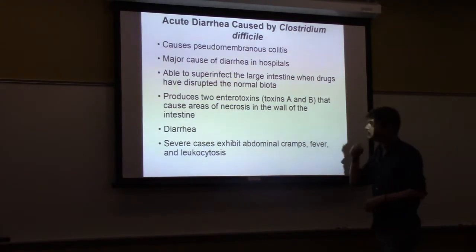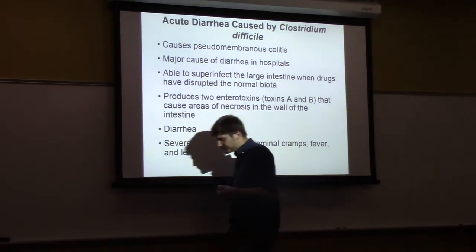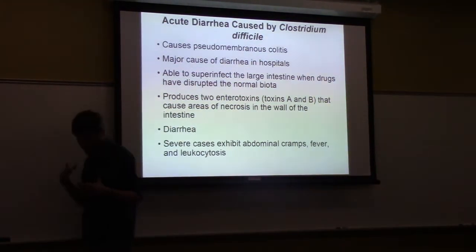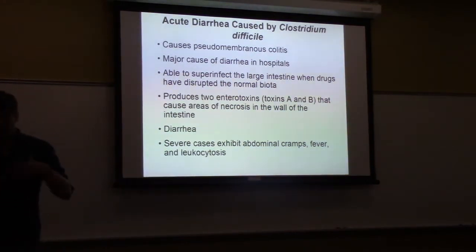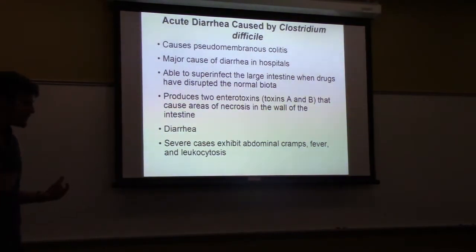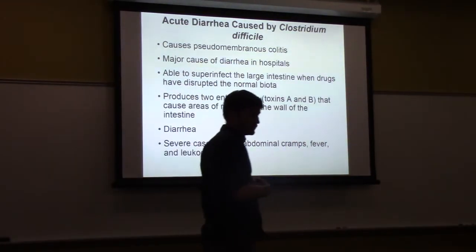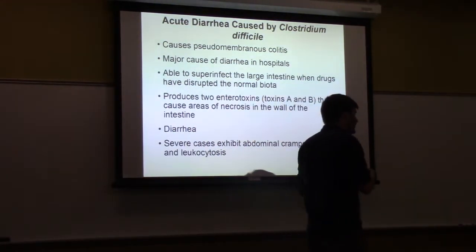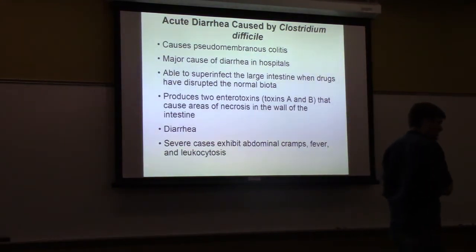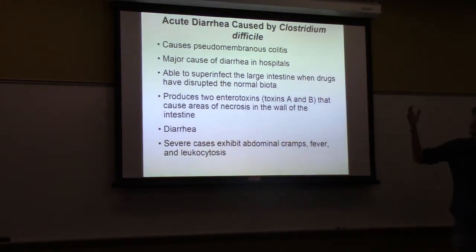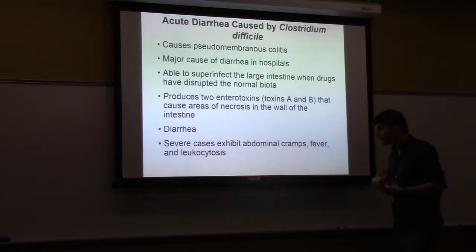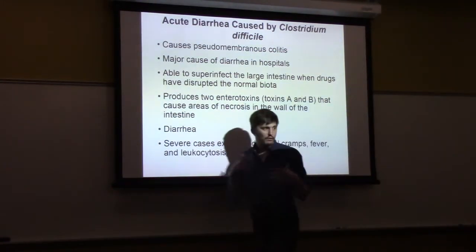C. diff, also known as Clostridium difficile. This is a normal commensal found in about 40% of us. That's relatively harmless until the rest of your microbiota in your gut are destroyed. Okay? This can occur either because you are taking heavy doses of antibiotics, which C. diff is often resistant to, or your immune system starts to fail for whatever reason.